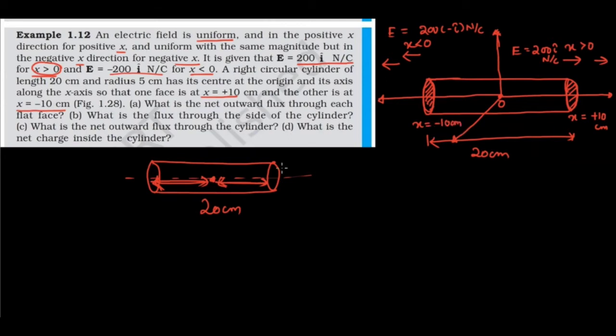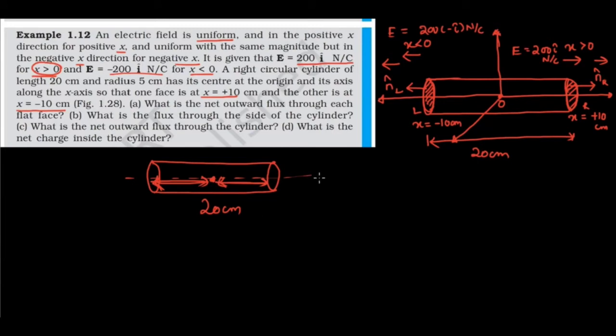Is that clear? So we have to find the four quantities, the net outward flux through each flat face. So this cylinder has two flat faces. This is the left flat face and this is the right flat face. For the left face, the area vector is directed in this direction. This is n l cap, and for the right face, this is the direction of area vector, that is n r cap. Is that clear?